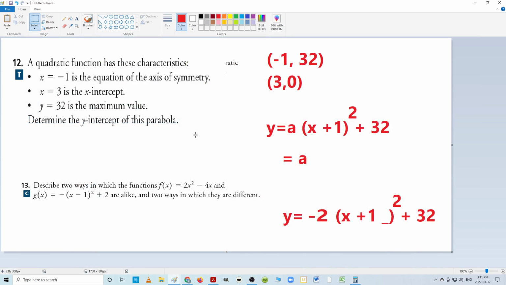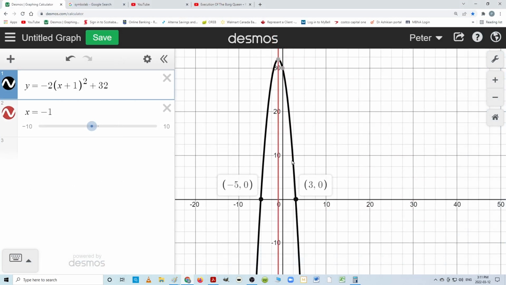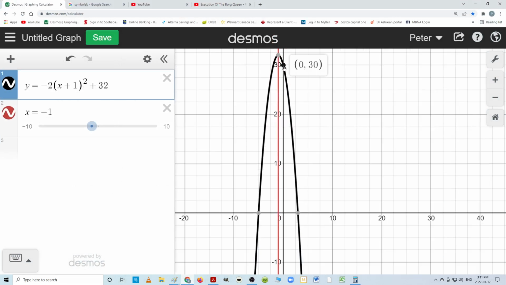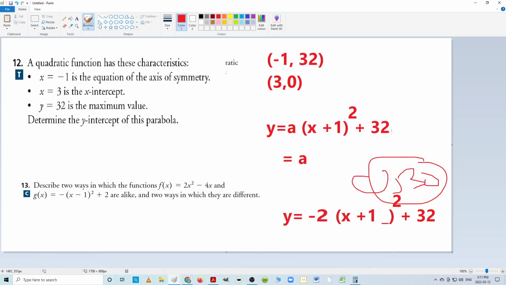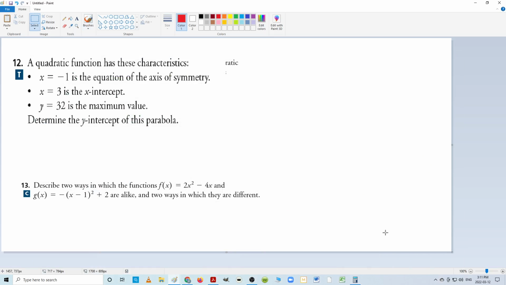And now, oh wait, they wanted the y-intercept. So the y-intercept is easy because it's when x is 0. So you get 1 here, 1 squared times minus 2 plus 32, so 30. So at 0, 30, it will hit the y-intercept. Let's see if, yeah, there we go. You could also do this in the factored form and figure it out, but I find the vertex form much faster.